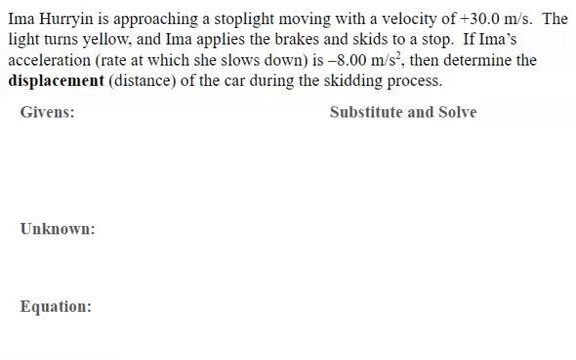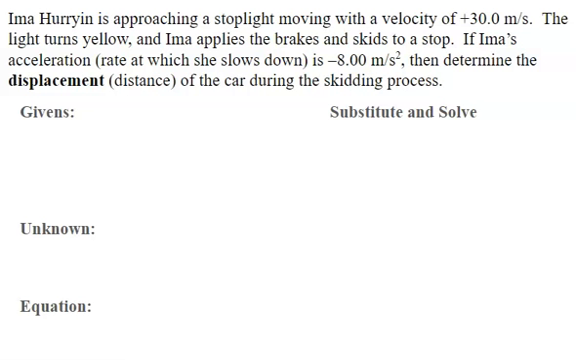Ima Hurrying is approaching a stoplight moving with a velocity of plus 30 meters per second. When the light turns yellow, Ima applies the brakes and skids to a stop. If Ima's acceleration rate, the rate at which she slows down, is negative 8.00 meters per second squared, then determine the displacement distance of the car during the skidding process.